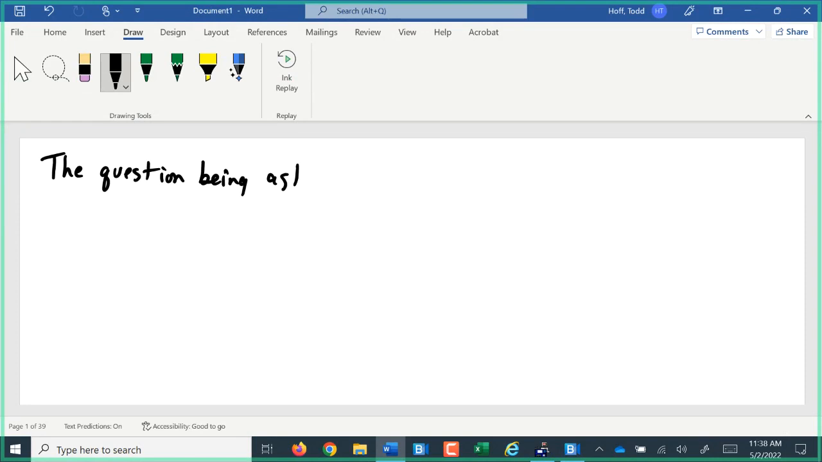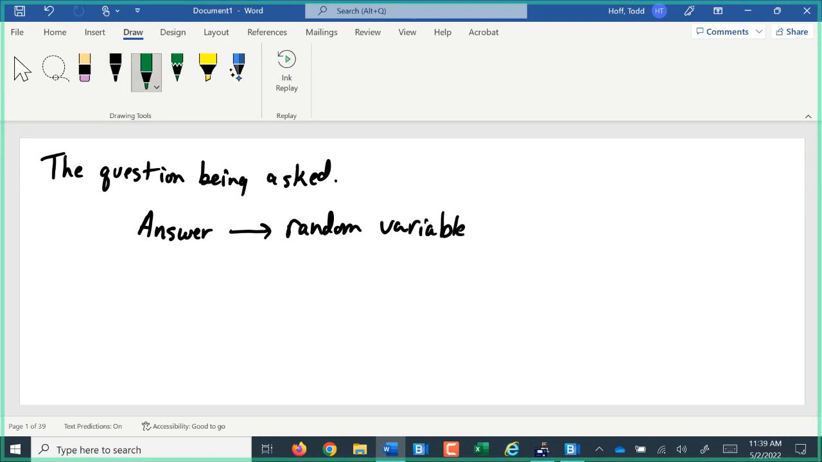In all of these situations, whether it's an observational study or an actual experiment where we're imposing those conditions, there is a question being asked. And the answer to that question is what we call our random variable. And a random variable can be one of two types.